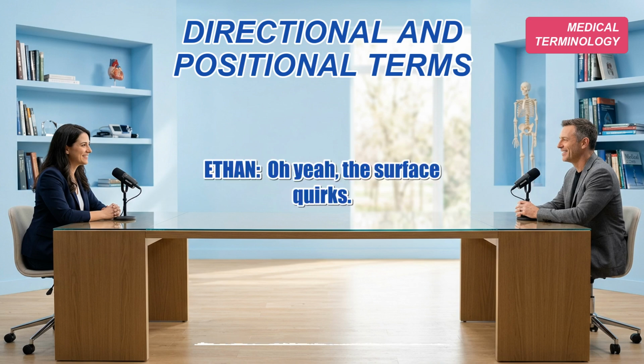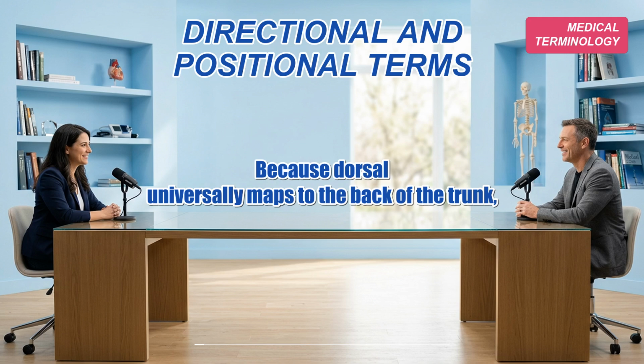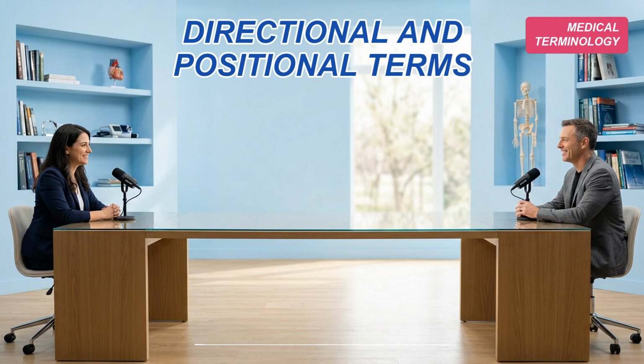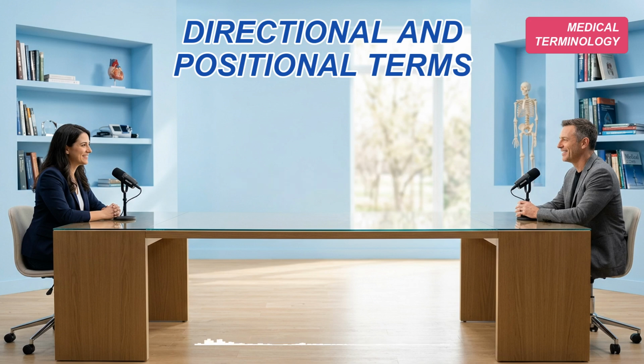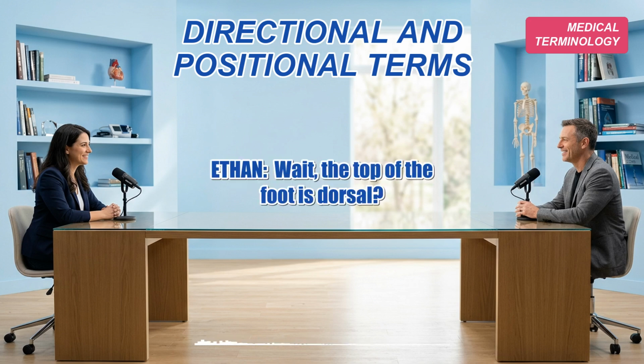Oh yeah, the surface quirks. Because dorsal universally maps to the back of the trunk, like a dorsal fin on a shark. Exactly. But on the limbs, the dorsal surface is the back of the hand, which makes sense, but it's also the top of the foot. Wait, the top of the foot is dorsal?